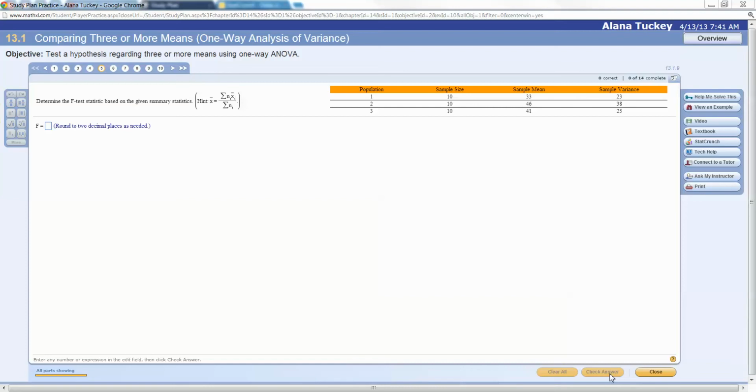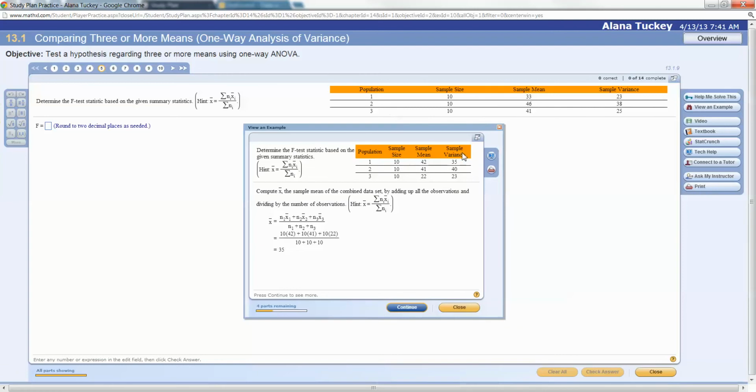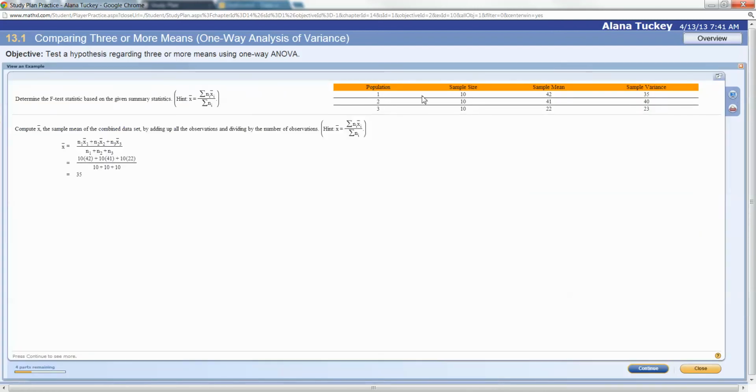So I received a request for help with this one, which is 13.1, number 9 in the study plan. I, of course, don't know where it's going to show up in your homework. I'm going to view an example. But if you'll see what's going on here, what they want us to do is figure out the F-test statistic for this data. And this is already pre-given to you.